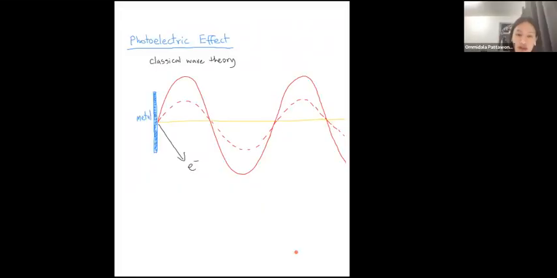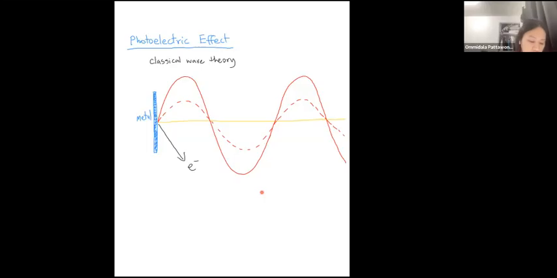The photoelectric effect is the ejection of electrons from a metal surface when light having a frequency greater than some threshold frequency is shone on it. According to the classical wave theory, a wave's energy depends on its intensity, which depends on its amplitude, not its frequency. What do we mean by that?